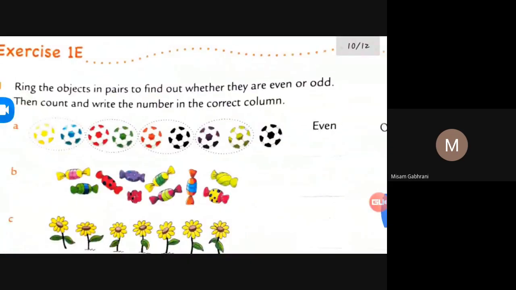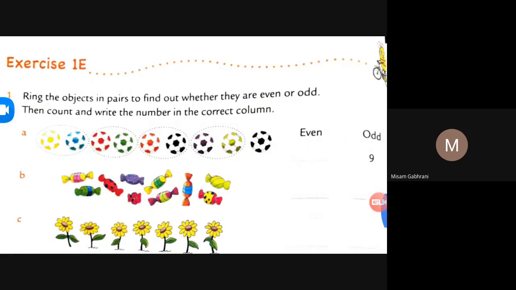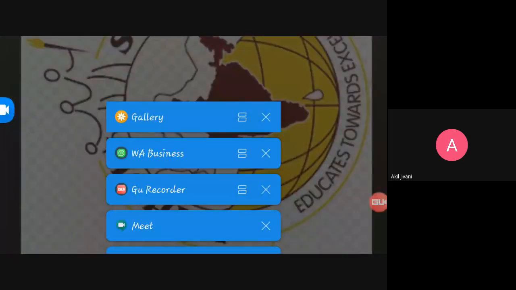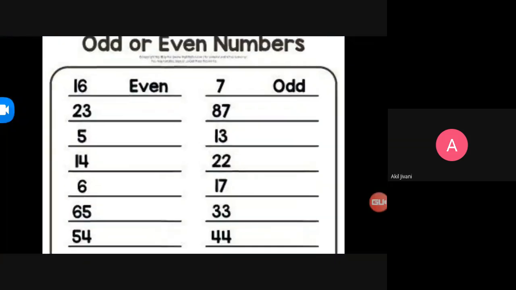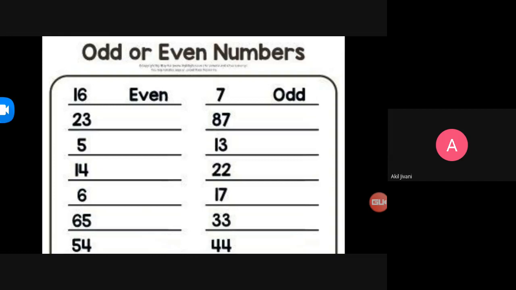Let me speak first. See, here is odd and even number. Do you know what is odd and what is even? Anybody know? What is odd and even numbers? Do you know? 2, 4, 6, 8, even number. And zero. Wait, beta. See, you can see on my screen. Let me explain to you first what is odd and what is even number.